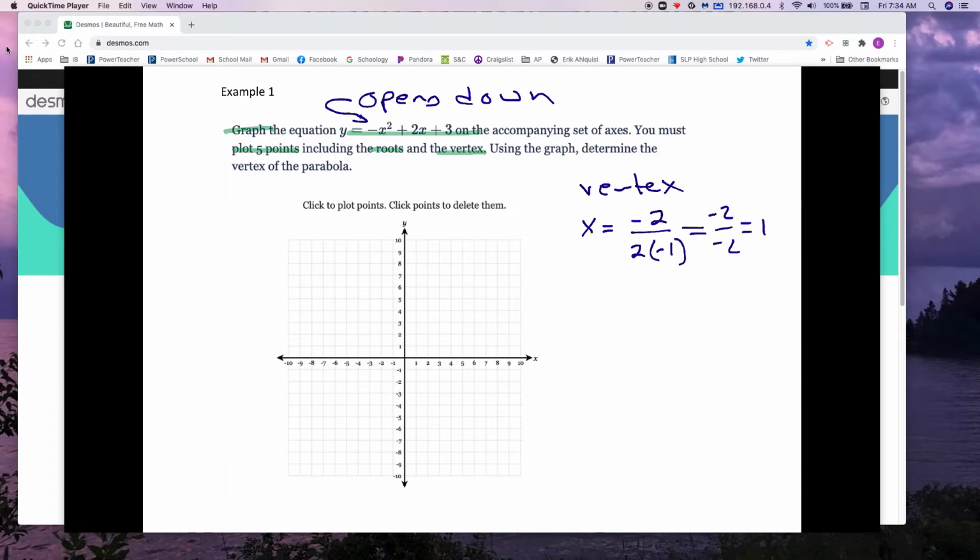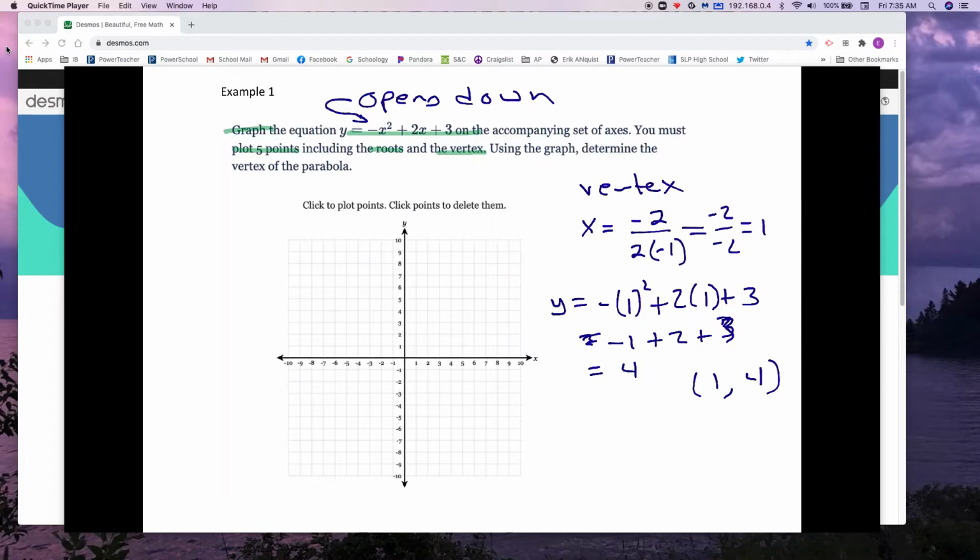I can find the corresponding y value because I can say y is equal to negative 1 squared, just by plugging it into the equation, plus 2 times 1 plus 3. So I got negative 1 plus 2 plus 3. Sorry, that's really bad writing there. Negative 1 plus 2 plus 3 is 4. So I know my vertex is at 1 comma 4. There's my vertex. Now I can get the intercepts by factoring this.